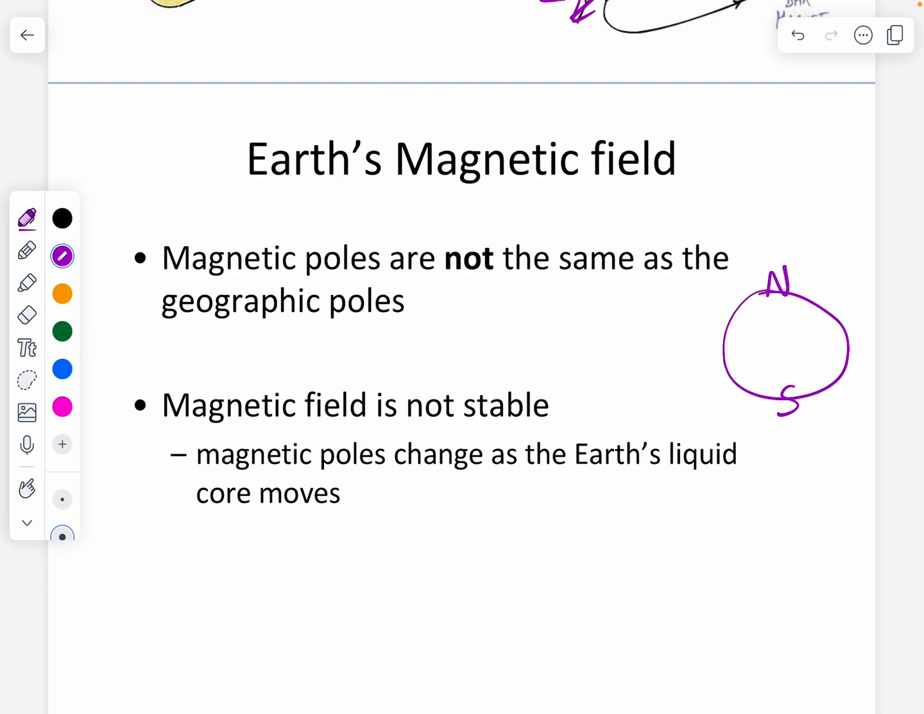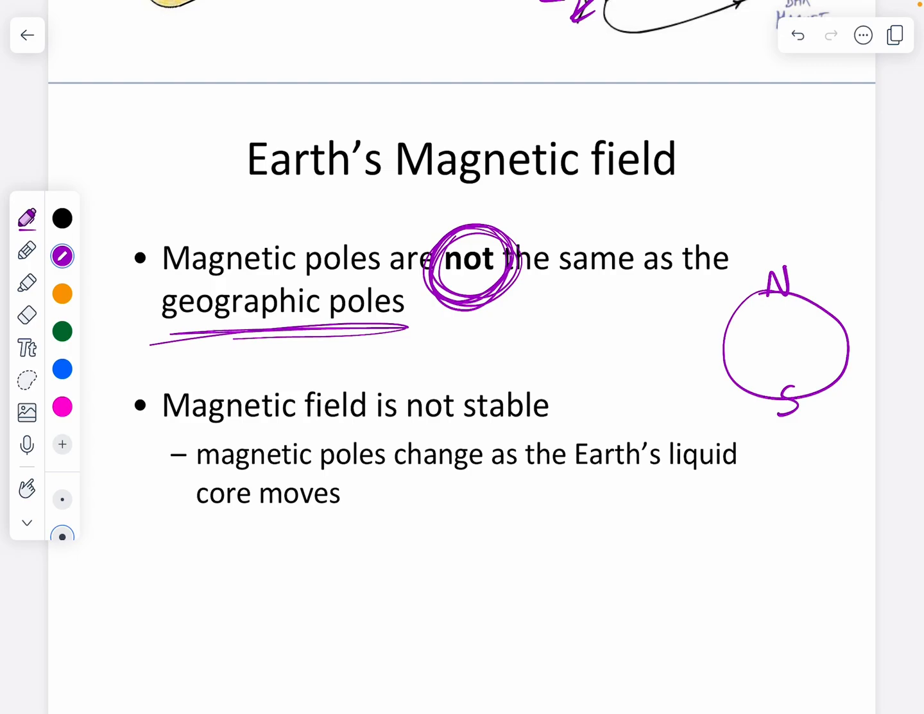So what it is saying here is that the poles that we learn on a map are actually not the same as the actual magnetic north and magnetic south. So what we call the geographic poles, north and south, what I have illustrated here on the map, those are not the same location as the actual North Pole and South Pole when we're talking magnetic fields.